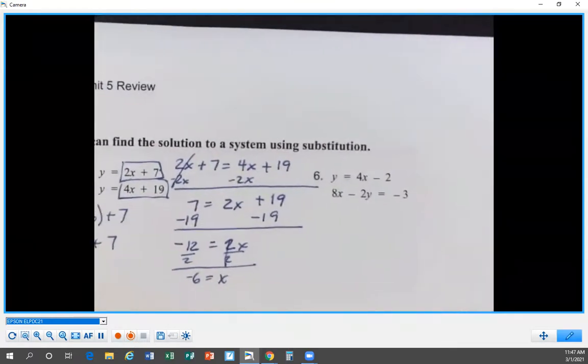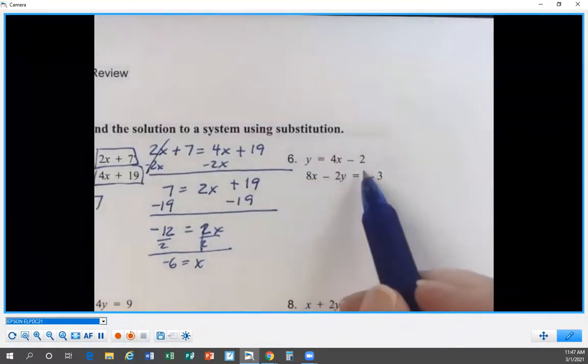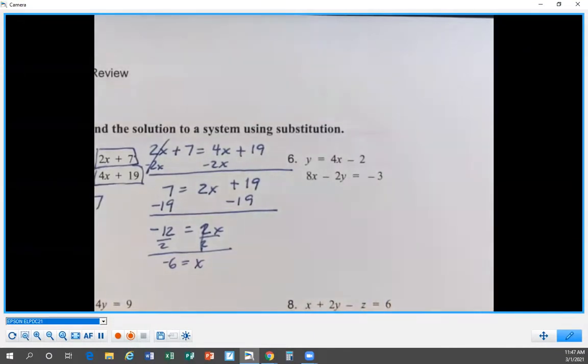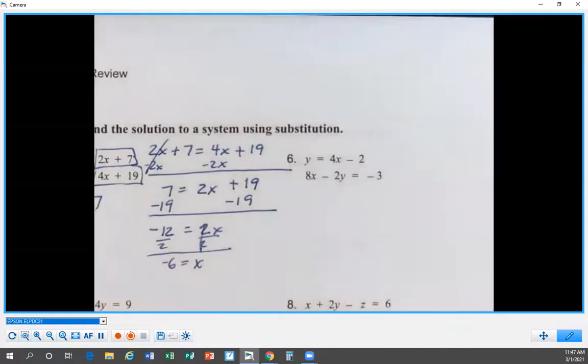Number 6. So with substitution here, I have y equals 4x minus 2 and 8x minus 2y equals negative 3. So I see that the y is already isolated by itself, so that's what I'm going to use to sub in.